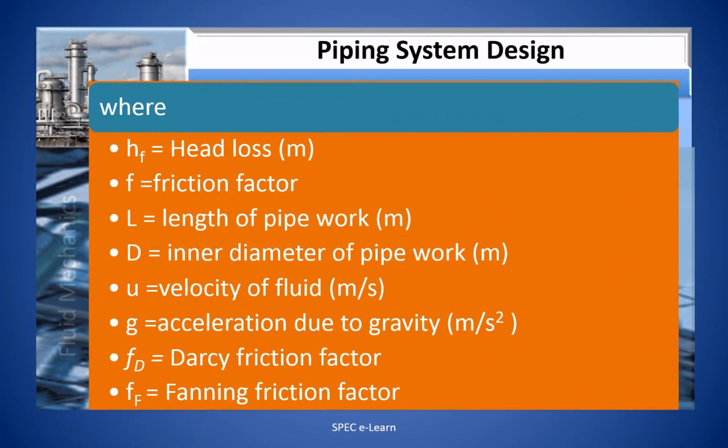Where HF is the head loss, F is a friction factor, L is the length of the pipe work, D is the inner diameter of the pipe work, U is the velocity of the fluid, G is the acceleration due to gravity, FD is the Darcy friction factor, FF is the Fanning friction factor.